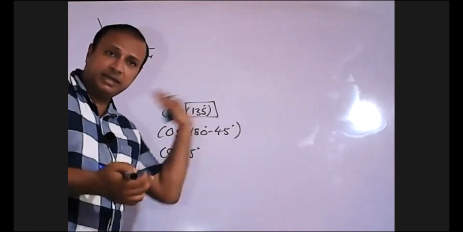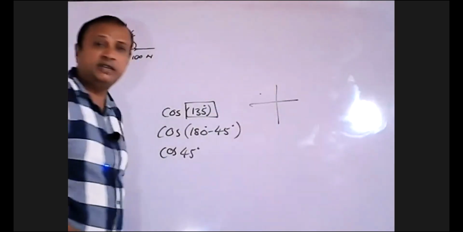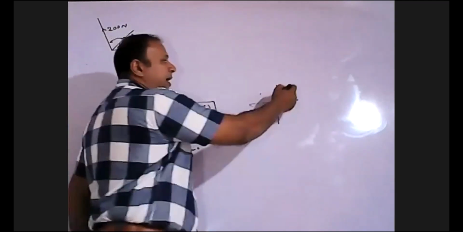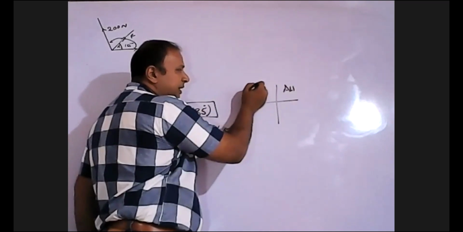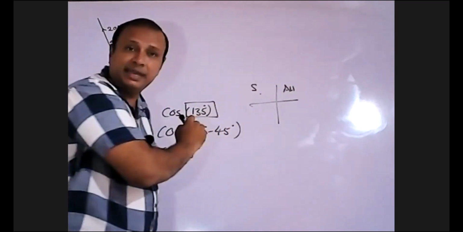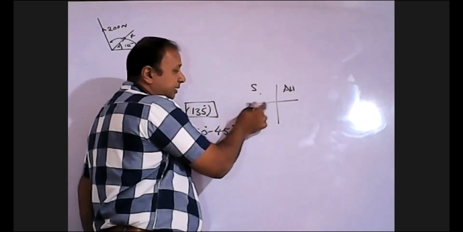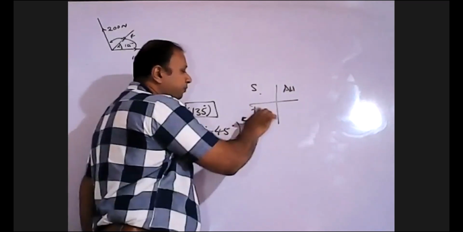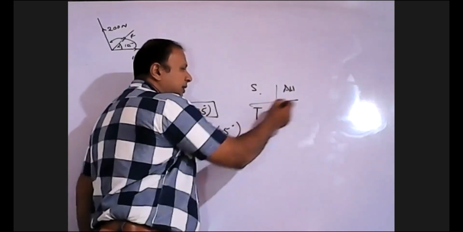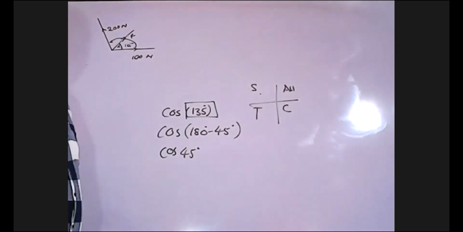135 belongs to the second quadrant. In the first quadrant, all angles are positive. In the second quadrant, only the sine values are positive. In the fourth quadrant, tan values are positive. The third quadrant, fourth quadrant, cos values are positive.